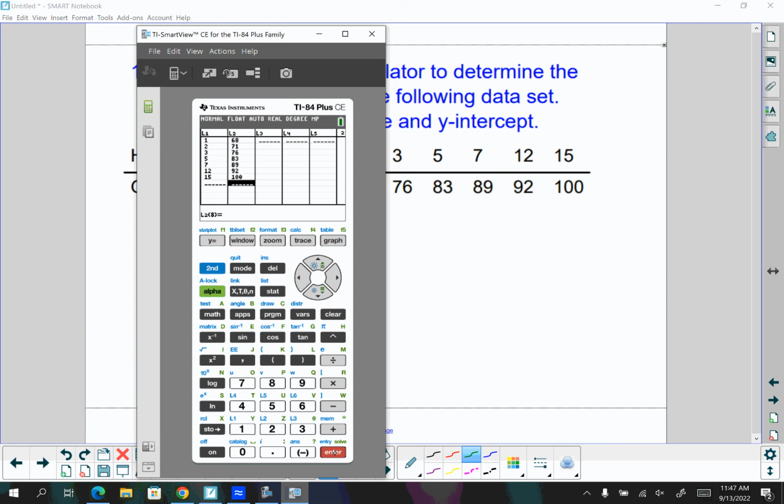And then you just want to double check at the bottom here that you have the same amount of values in L1 and L2, which we do. If not, you missed something and you want to make sure you type it in. Everybody okay getting the data in there? Any questions so far?